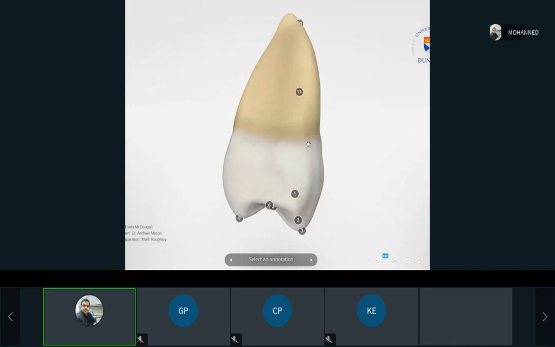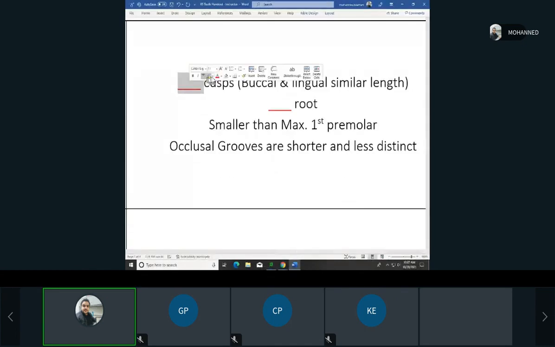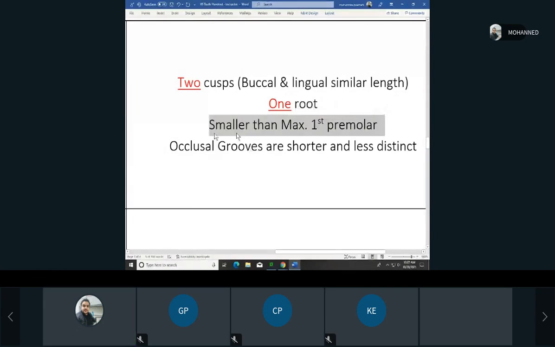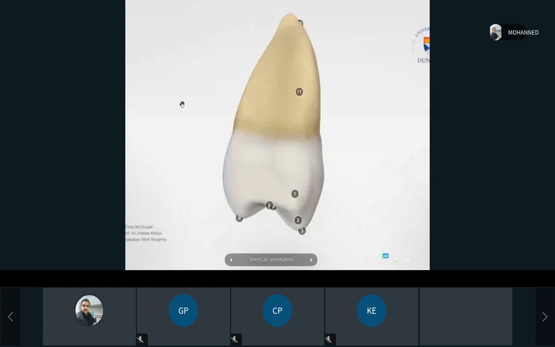And that's it for that. Generally, just less distinct features. So how many cusps did we say? Two. We know that the buccal and the lingual are kind of similar in length. It has how many roots? One. Smaller in general than the maxillary first premolar. And things are a little bit less distinct on here. Okay. All good, guys? Yeah. Let's take a look at the mandibular premolars now.